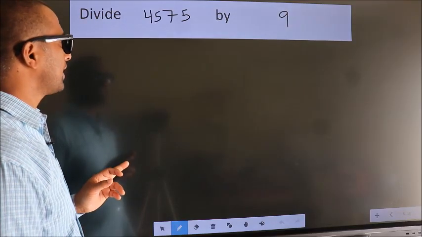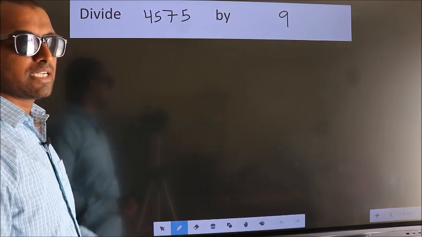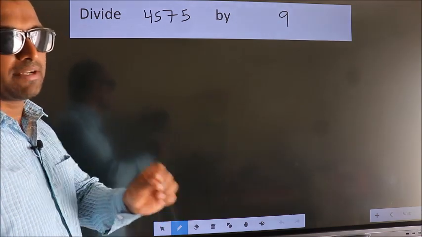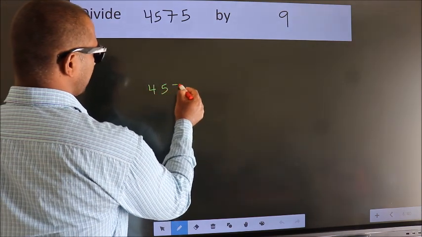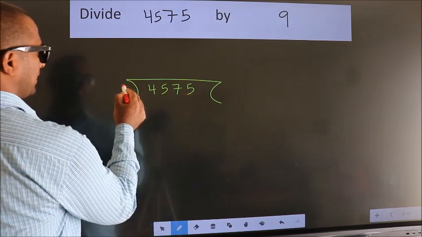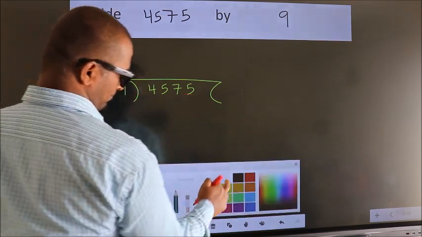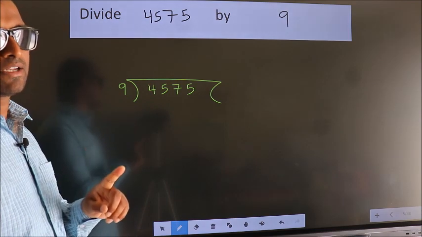Divide 4575 by 9. To do this division, we should frame it in this way. 4575 here, 9 here. This is your step 1.